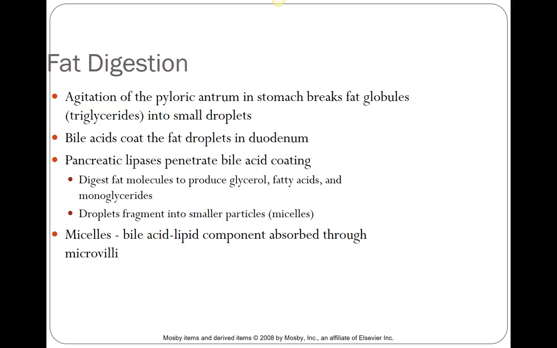Fats are agitated in the pyloric antrum. The stomach acid helps to break them into fat globules. And then bile acids from the liver are going to coat these fat droplets in the duodenum, and it allows these pancreatic lipases, with the bile salts, to penetrate the bile coating and digest those fat molecules of glycerol into smaller fatty acids and into smaller micelles that can then be absorbed by the microvilli into the body.